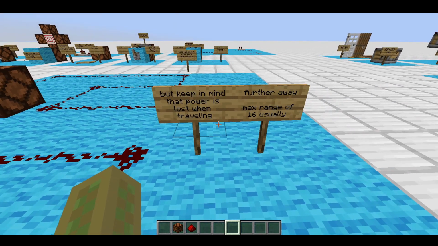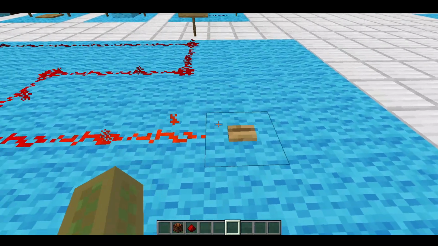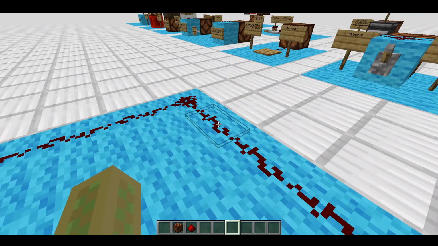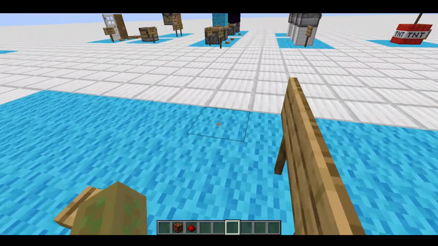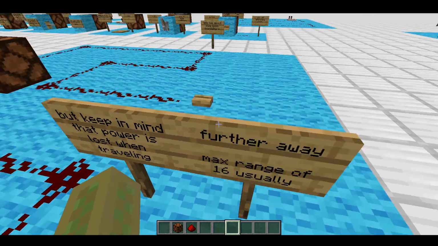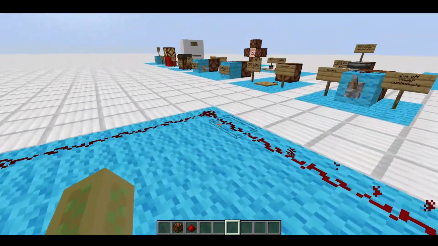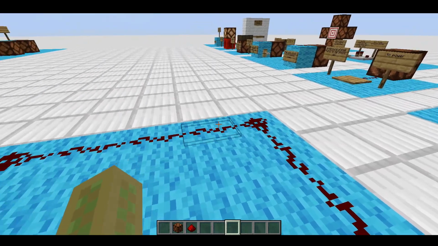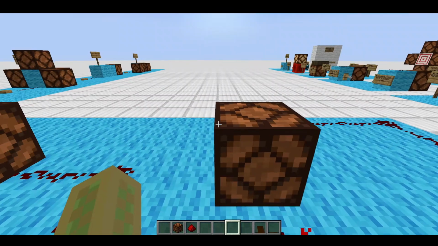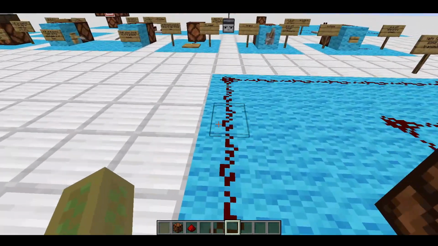Power is lost whenever it is traveling. As you see, the dim of the redstone is slowly becoming less and less until it is no more. That's because power is being lost. Yes, the maximum range is usually 16 blocks before it completely has no more power. So this redstone lamp right here does not activate, even though it is connected through a redstone line.